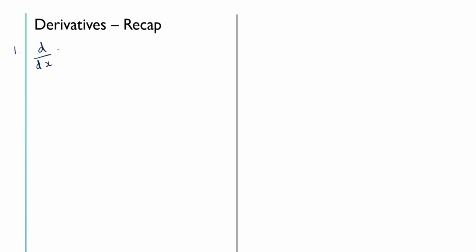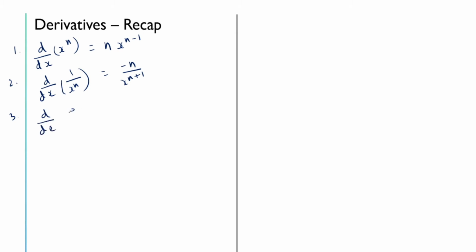So we know that d by dx of x raised to n is equal to n into x raised to n minus 1. Then d by dx of 1 by x raised to n is minus n by x raised to n plus 1. Then we have the derivative of the exponential function e raised to x is e raised to x. Then d by dx of log x is 1 by x.